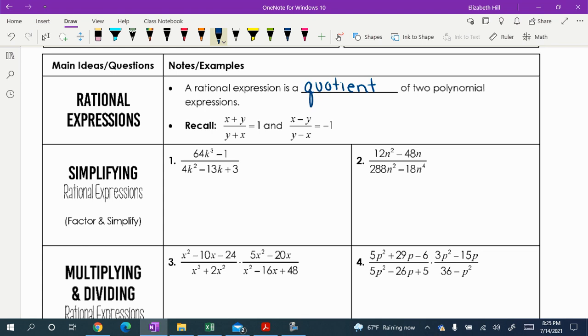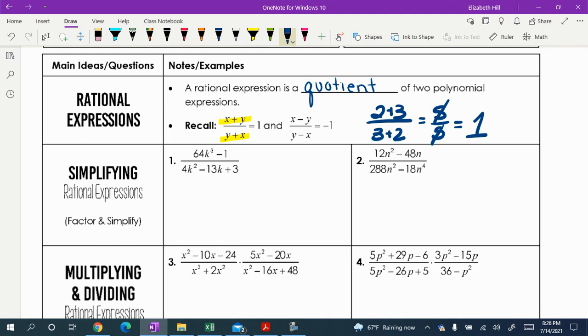All right, so a rational expression is the quotient of two polynomial expressions. And just a reminder that, when you divide something by itself, you get 1. So when we see here that x plus y divided by y plus x, those are the exact same things, okay? If you were to take 2 plus 3, divide that by 3 plus 2, you're getting 5 divided by 5, and that is indeed equal to 1, okay? They're canceling each other out.